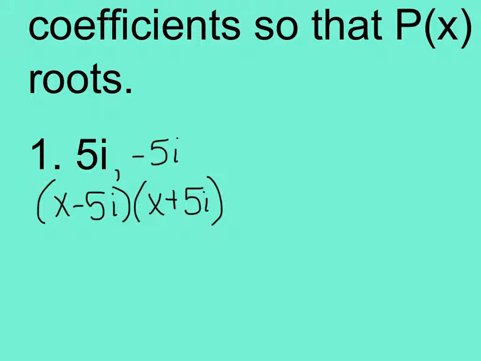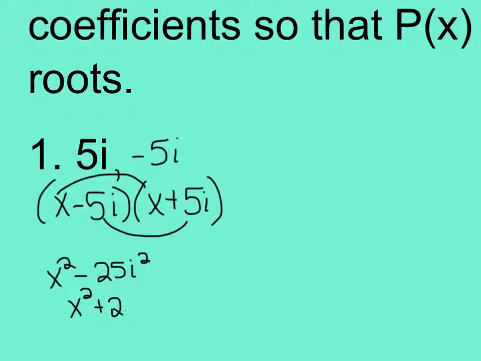Now remember, when we double distribute, we can ignore the two middle parts because they're always going to cancel out. So we go x times x, which is x squared, negative 5 times 5i, which starts out as negative 25i squared. However, remember, i squared always replaces with negative 1, which means that negative 1 will change this minus back to a positive. So our final answer is x squared plus 25.